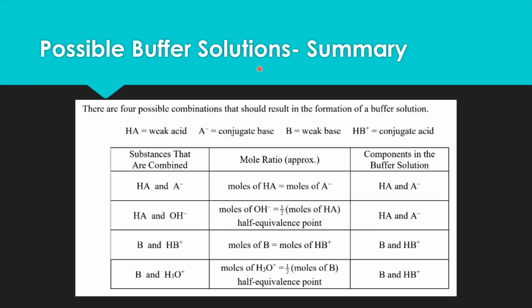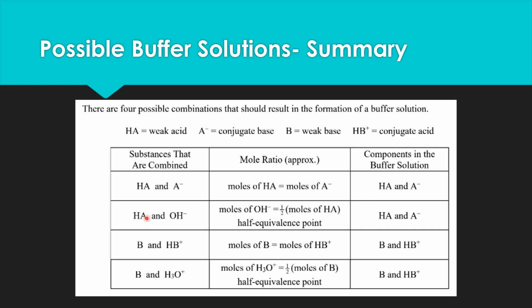So just to summarize what we've seen, there are 4 possible combinations that should result in the formation of a buffer. So reminder, this is our weak acid and its conjugate, weak base and its conjugate when it takes hydrogen. So we can have the weak acid and its conjugate equimolar to form that buffer solution.